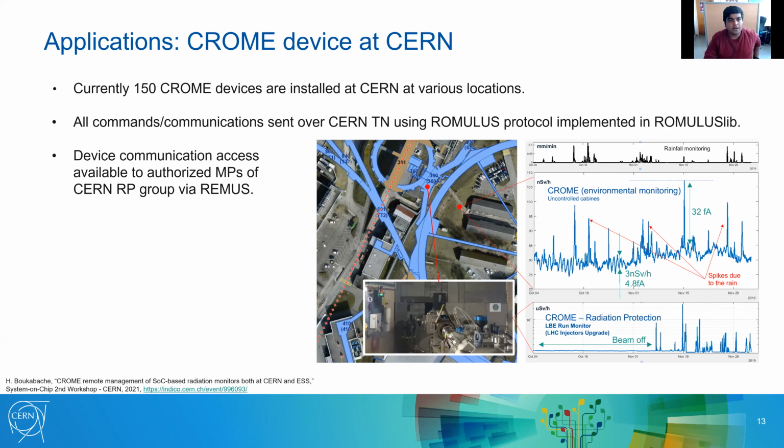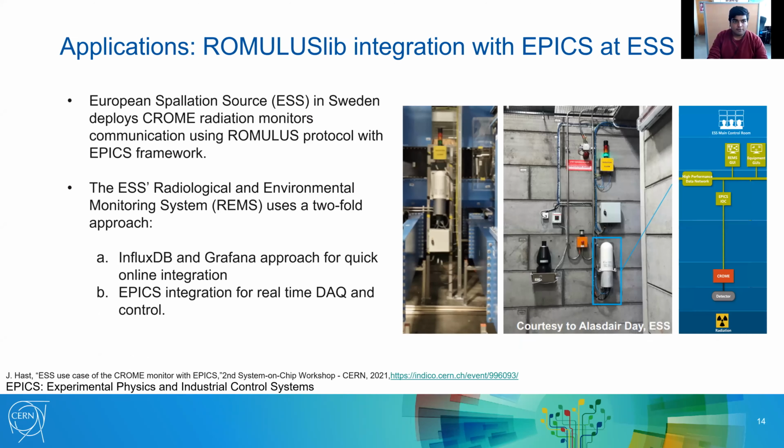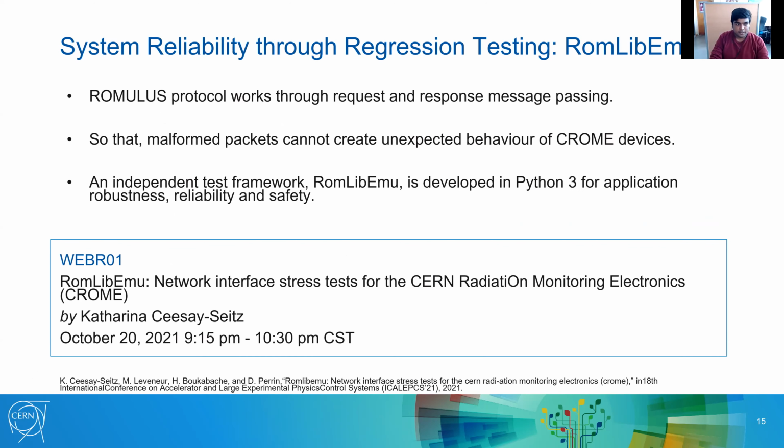So there are 150 devices installed at CERN, and we are using version 6.2, and version 7 has already been released for Romulus Lib. Romulus Lib is also being used with EPICS at the European Spallation Source with the CHROME devices. And there is a robust testing framework for the Romulus Lib, which is a separate talk that you can listen to on Wednesday.